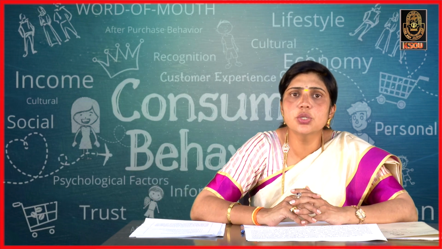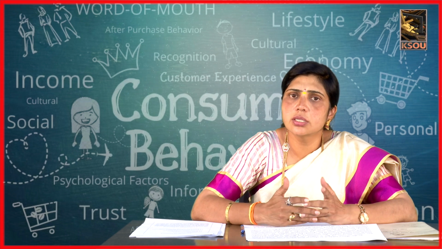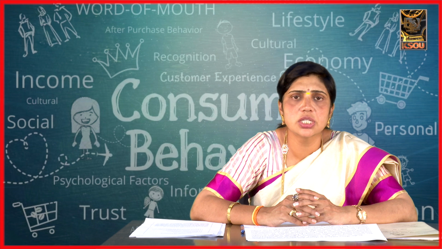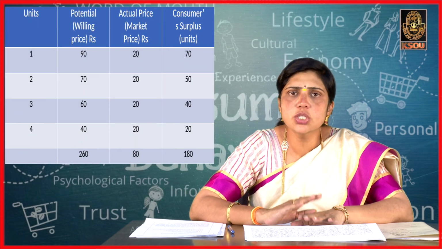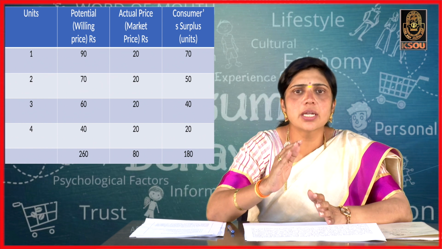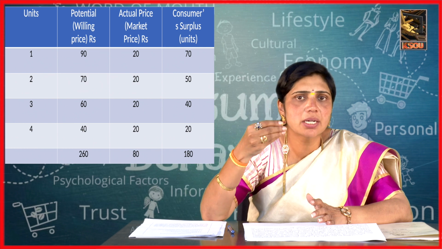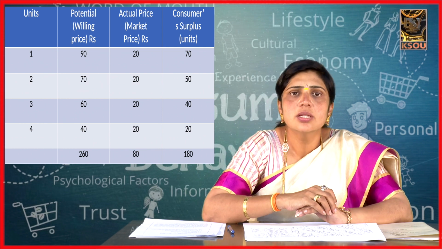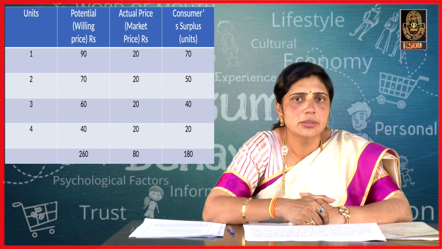This is due to the application of the law of diminishing marginal utility. According to the above table, when the consumer purchases the first unit of the apple, he is ready to pay 90 rupees, but he pays only the market price, that is 20 rupees. So he gets a surplus utility that is equal to 70 units.